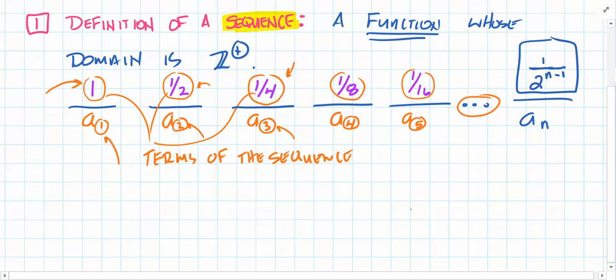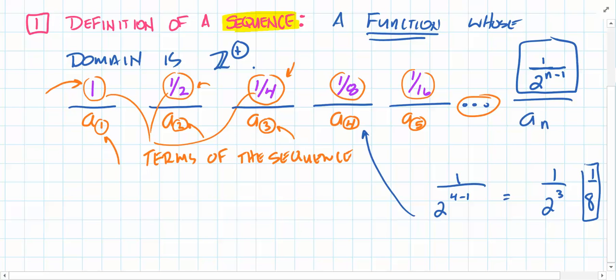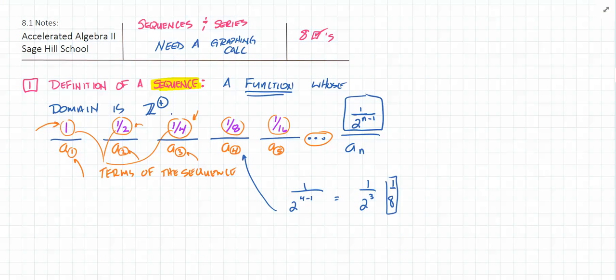So let's take, for example, the 4th term, okay? If I plug in a 4, I get 1 over 2 to the 4 minus 1, which is 1 over 2 cubed, which is the 1/8. That's how we got that 1/8 there, okay? So we're going to be good at coming up with the nth term of the sequence. But I wanted to give you kind of an overview of what sequences are.